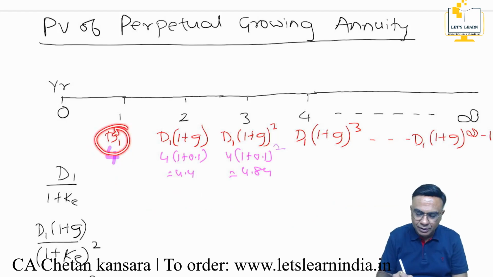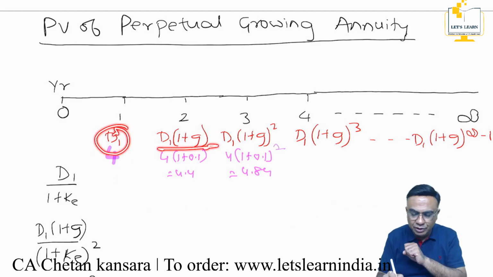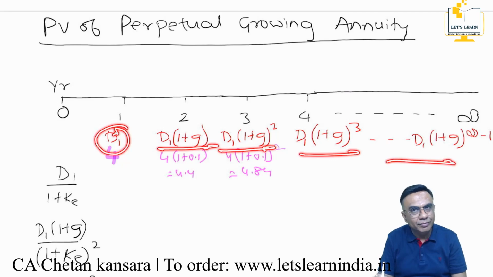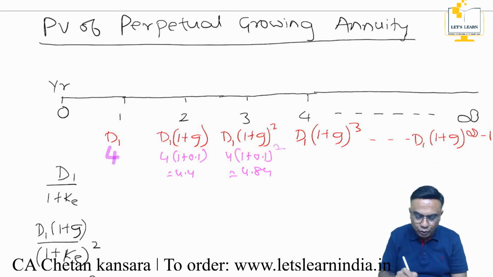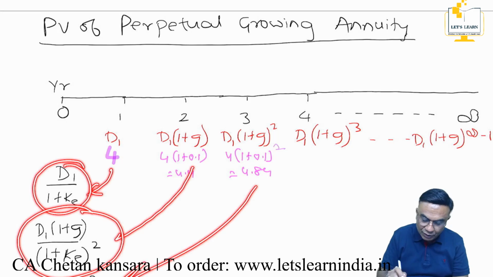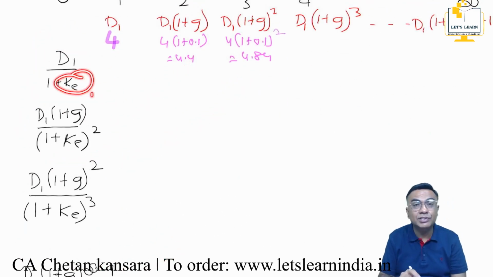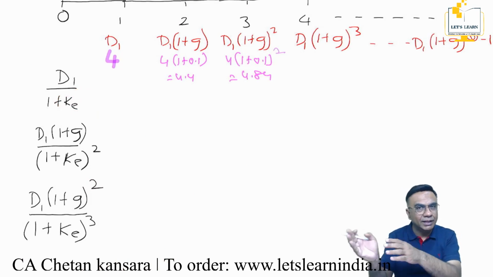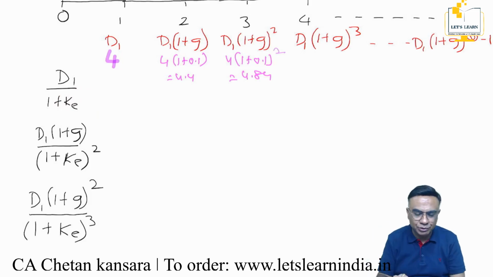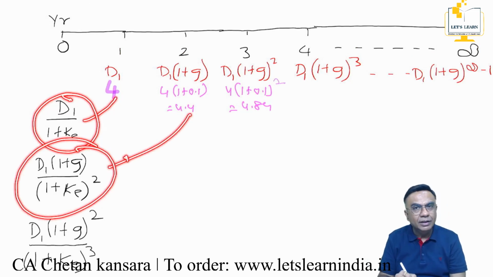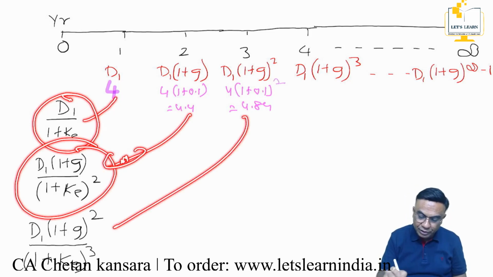D1, D1 into bracket 1 plus g, D1 into bracket 1 plus g the square, then cube and so on. Right? So present value of this, I'm discounting at what rate? KE. What is KE? We can call it RE or KE. This is the required rate of return by the equity shareholders. So this will be D1 upon 1 plus KE. This will be D1 bracket 1 plus g upon 1 plus KE the square, because the second year, third year, fourth year and so on.